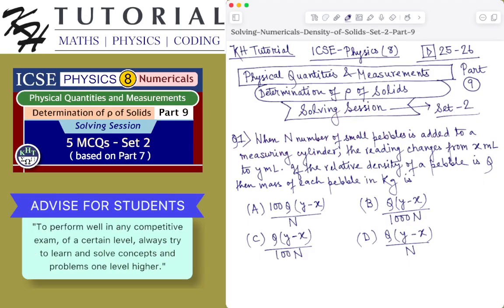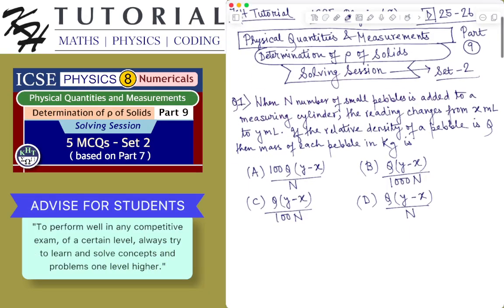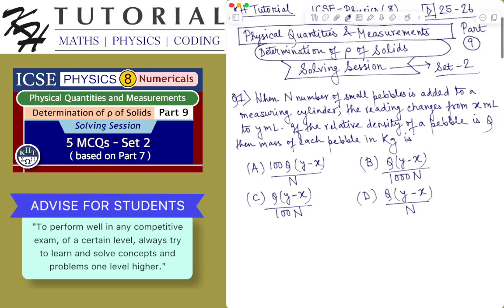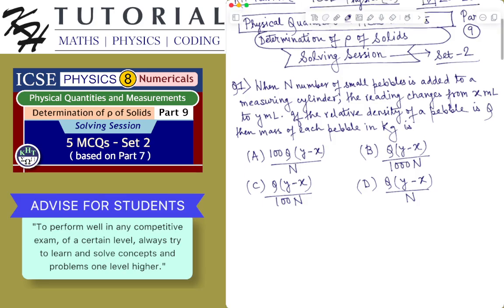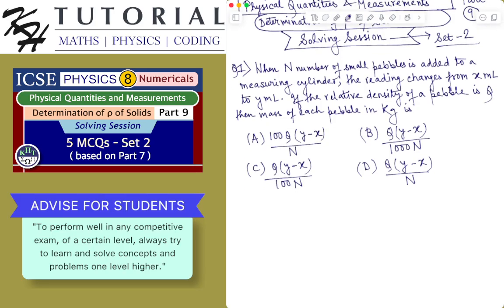Okay, so the first question says that when n number of small pebbles is added to a measuring cylinder, the reading changes from x ml to y ml. If the relative density of a pebble is Q, then the mass of each pebble in kilogram is. Okay, so we know that when n number of small pebbles, of course, all the pebbles are identical, that is, they will have the same mass and volume.